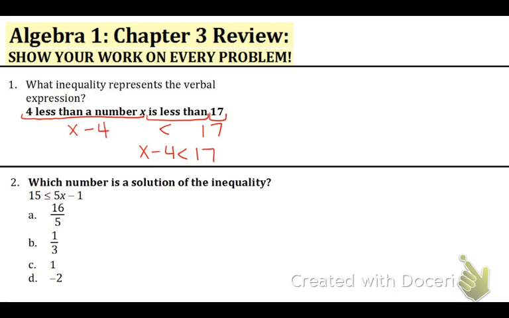Remember, the 4 comes after the x. The most common mistake for number 1 would be 4 minus x is less than 17. That is not correct because it is taking away 4 from the x, not the other way around.